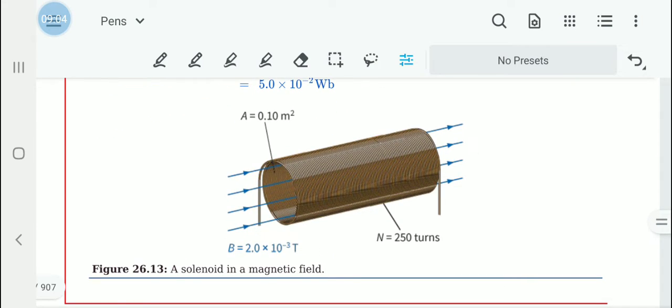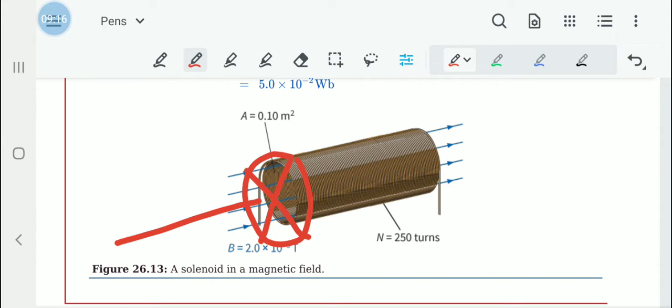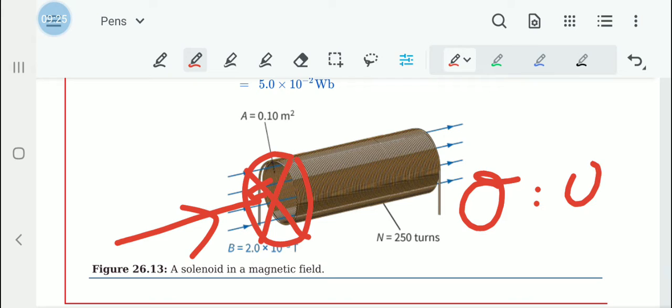So here the cross-sectional area is what you need to take into consideration. You might get confused as to how the 90-degree comes. So this cross-sectional area is what we refer to. The line comes like this, so it is at right angles to the cross-sectional area. That is why we take theta to be 0. I hope that makes sense to you.